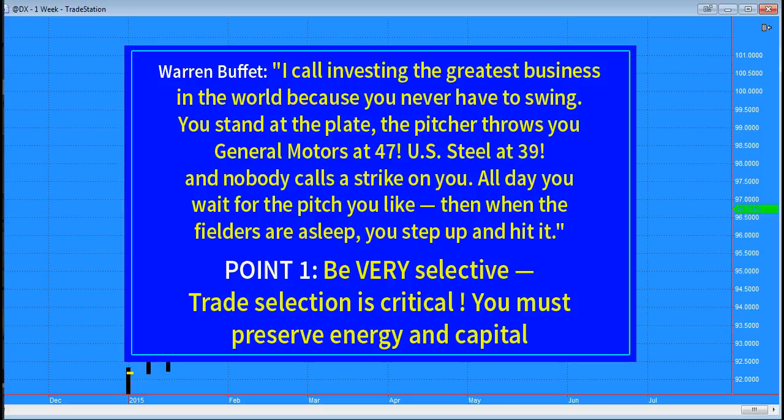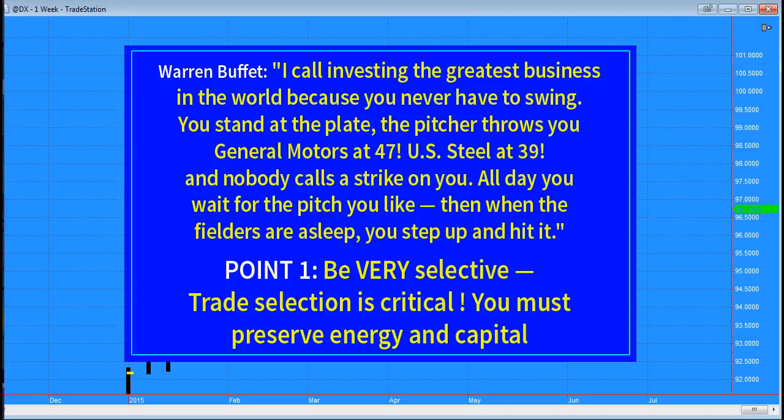Here's Warren Buffett describing patient trade selection. I call investing the greatest business in the world because you never have to swing. You stand at the plate, the pitcher throws you General Motors at 47, U.S. Steel at 39, and nobody calls a strike on you. All day you wait for the pitch you like, then when the fielders are asleep you step up and hit it. So point one is, to create alpha you must be very selective.